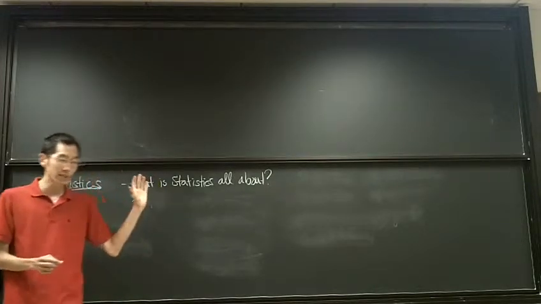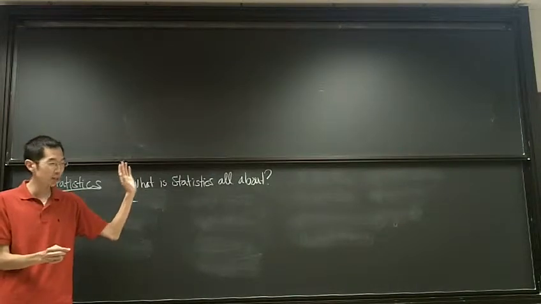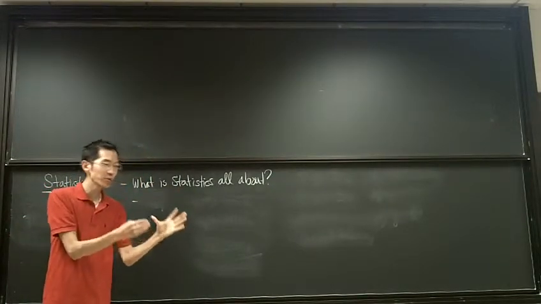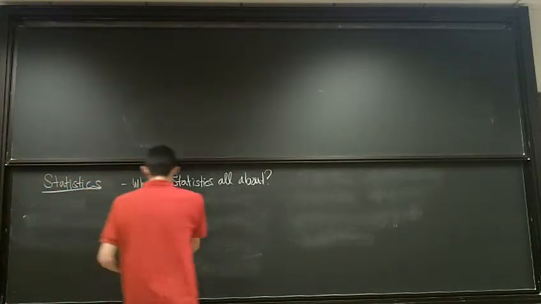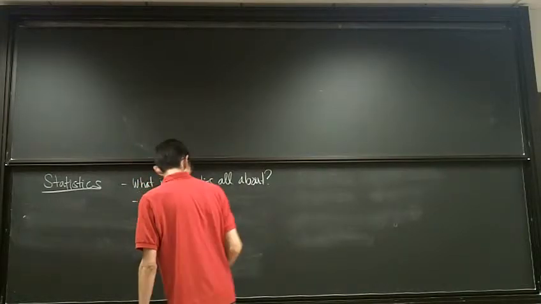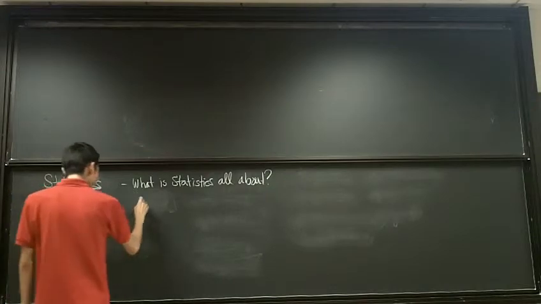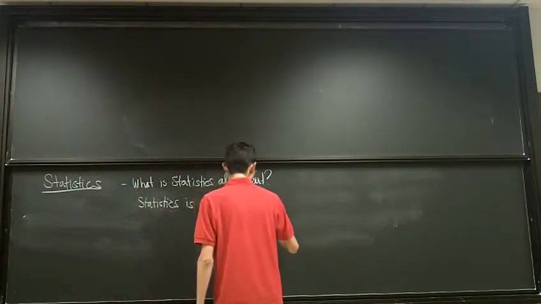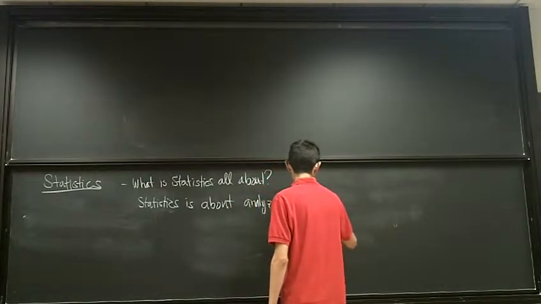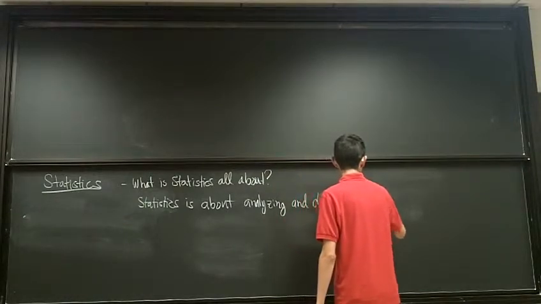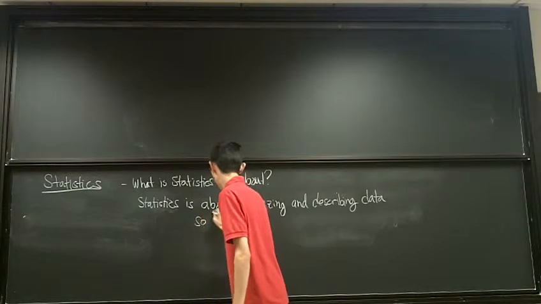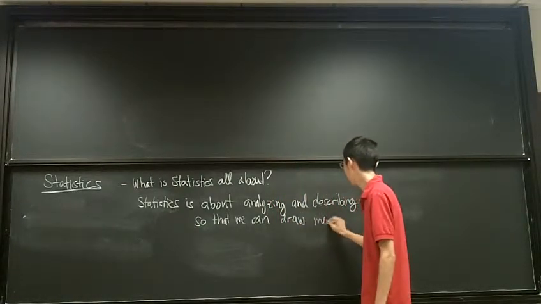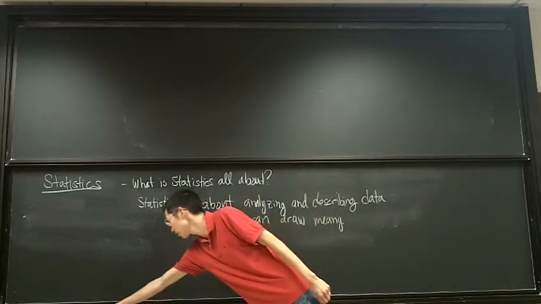But what is statistics all about? Okay, it's all about studying data and being able to make conclusions and decisions from the data. So it's not just looking at data, but it's also being able to draw meaning from the data. So let me just write that down. Statistics is about analyzing and describing data so that we can draw meaningful conclusions. Meaningful. I can spell.